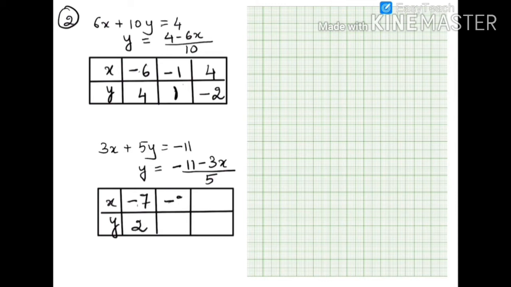Let the next value of x be minus 2. On substituting, we will get y as minus 1. Notice that there is an increase of 5 in x. So the next number we will obtain by adding 5 to minus 2, that is 3. The corresponding value of y decreases by 3. So we subtract 3 from minus 1 to get the third value of y, which is minus 4.